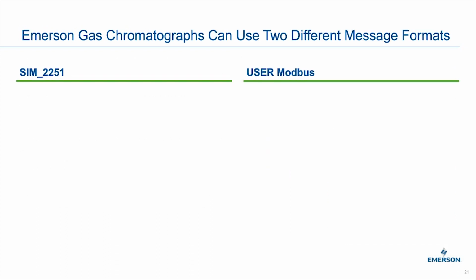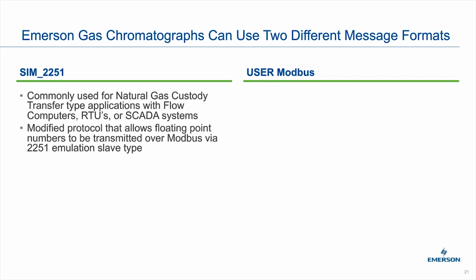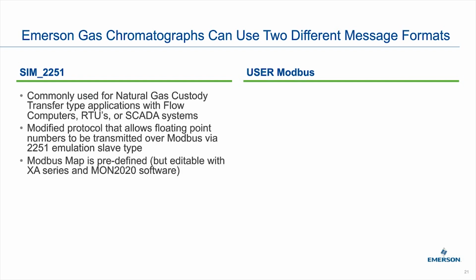So the 2 different message formats that we use are SIM2251 and user Modbus. Now SIM2251 is commonly used for the natural gas custody transfer type applications with flow computers, RTUs, or SCADA systems. It's a modified Modbus protocol that allows for floating point numbers to be transmitted over the Modbus link. And the big difference is that it uses a single register per floating point.